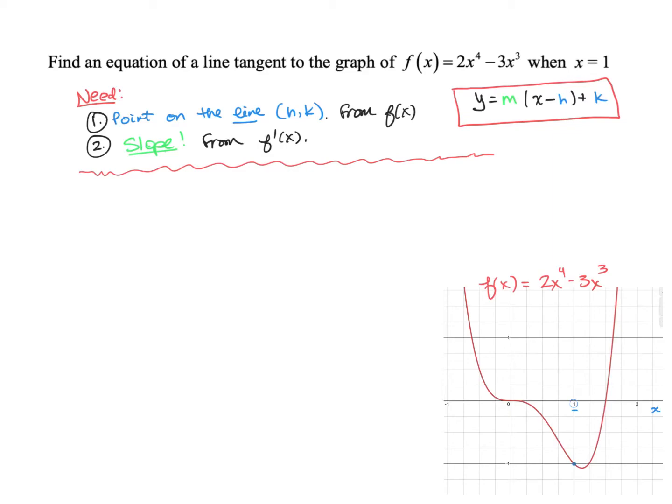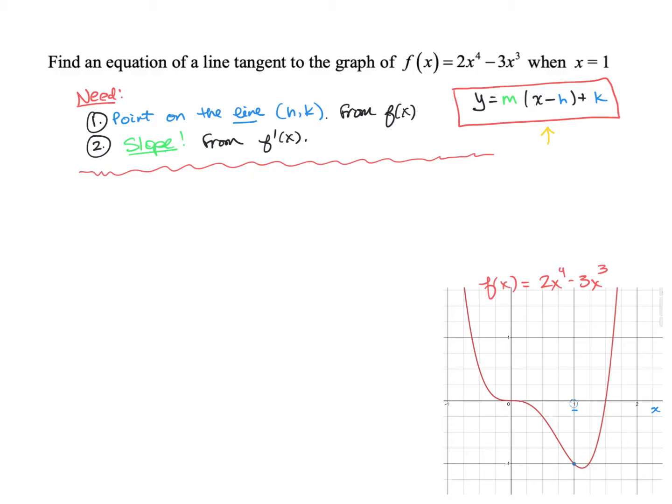We are going to find the equation of a line tangent to the graph of f of x when x is 1. In order to write the equation of a line, you need two things. You need the slope and a point on the line, and that is illustrated right here. This is the equation of a line.